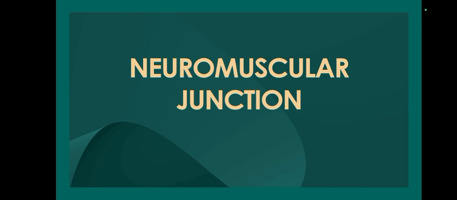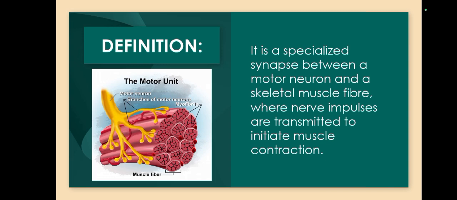Okay, so starting with its definition, it is a specialized synapse between a motor neuron and a skeletal muscle fiber. As you can see in the diagram, the yellow colored motor neuron and the skeletal muscle. So basically it's trying to explain that it is the junction between the two structures, and through this junction the nerve impulse is transmitted, leading to initiation of muscle contraction.